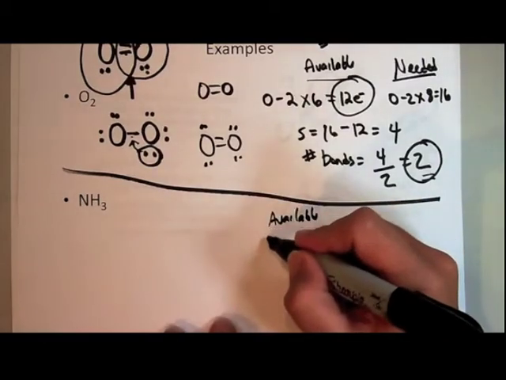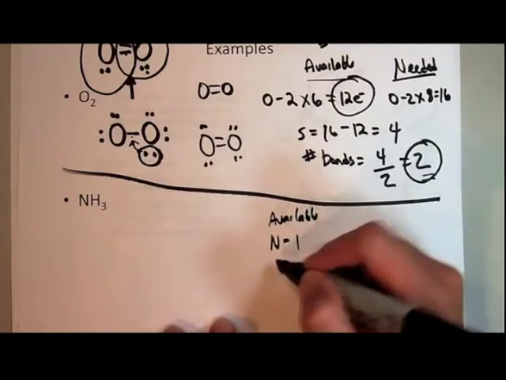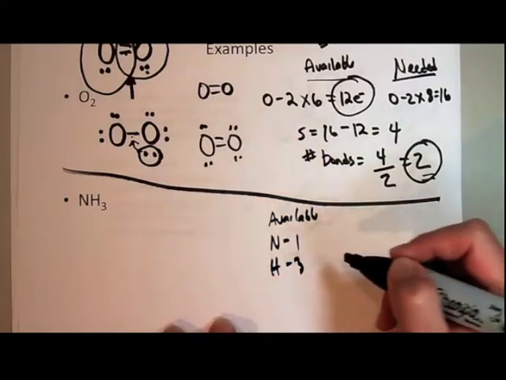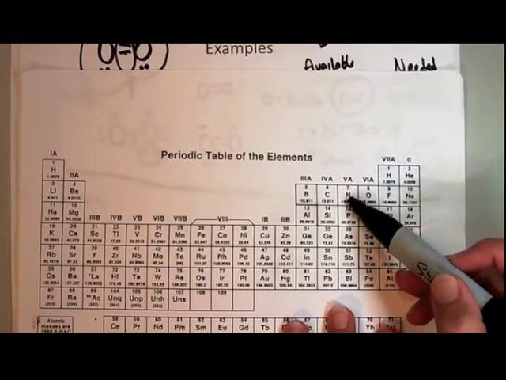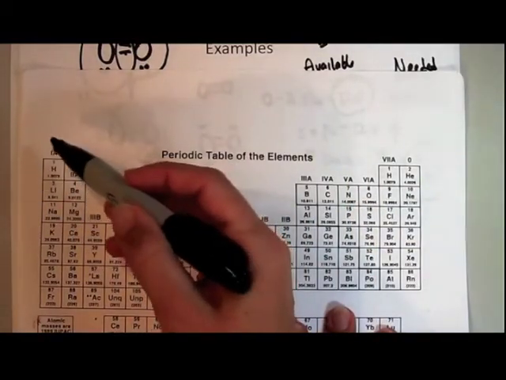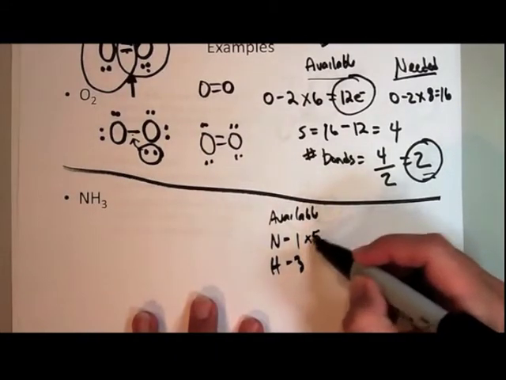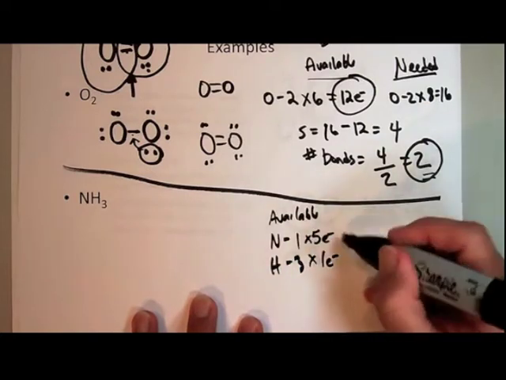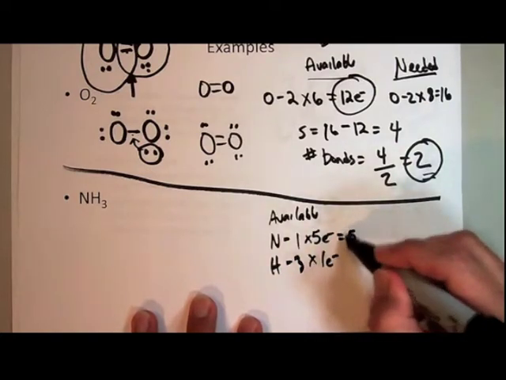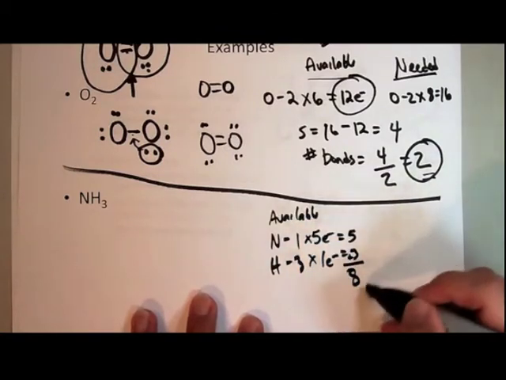In this case, I have nitrogen. I have one nitrogen, and I have hydrogen, and there's 3 of them. And you have to look at the periodic table to remember that there's 5 valence electrons in nitrogen and 1 valence electron, because it's in group 1, for hydrogen. So nitrogen has 5 valence electrons, and hydrogen has 1 valence electron. So my total number of available is just going to be 5 plus 3 is 8 available electrons.